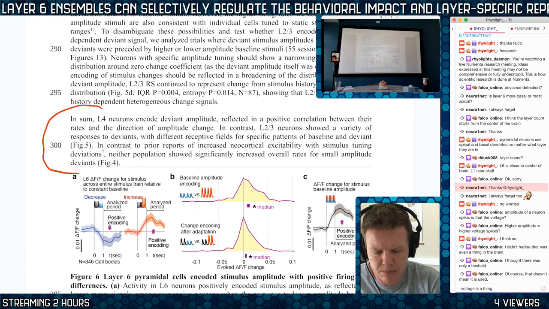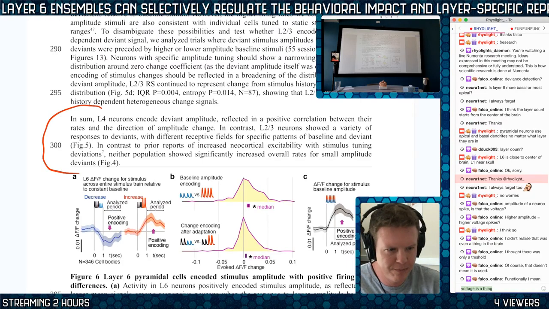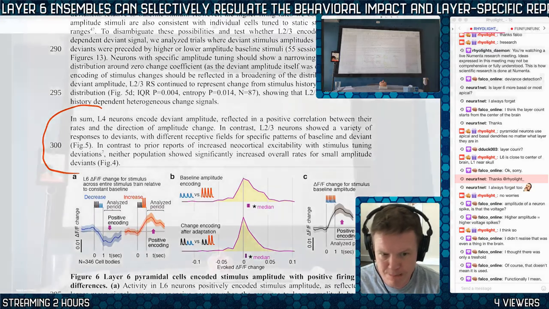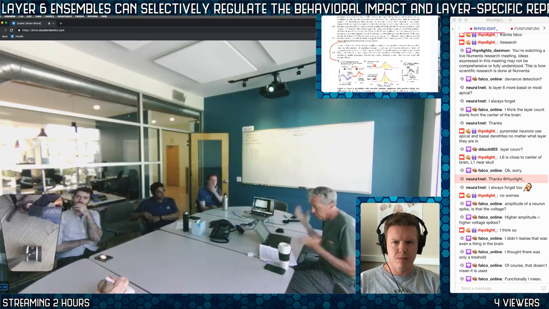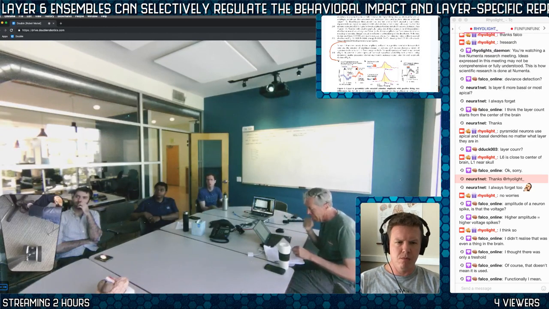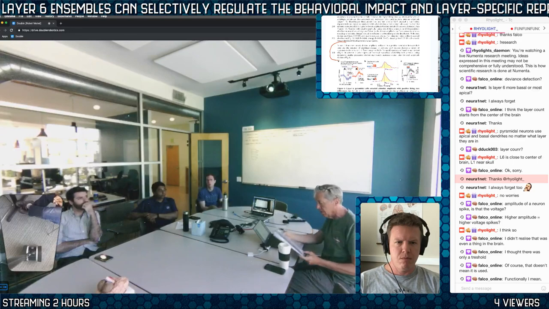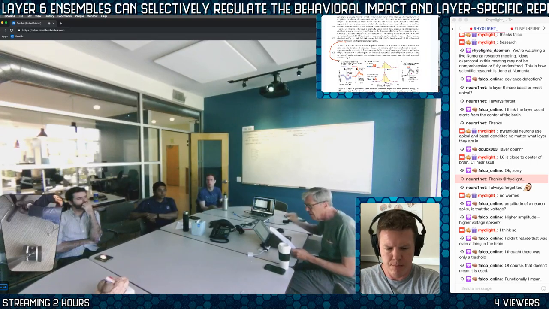I mean, these are subtle changes. So they're saying in the past, people showed that when you had a deviant, you had increased rates of activity. Now they're saying, for small deviations, you don't get overall increased rates. You get some cells firing more and some cells firing less and things like that. It's really hard for me to know what to do with this. If I don't know what to do with that, it kind of runs in one ear and out the other.